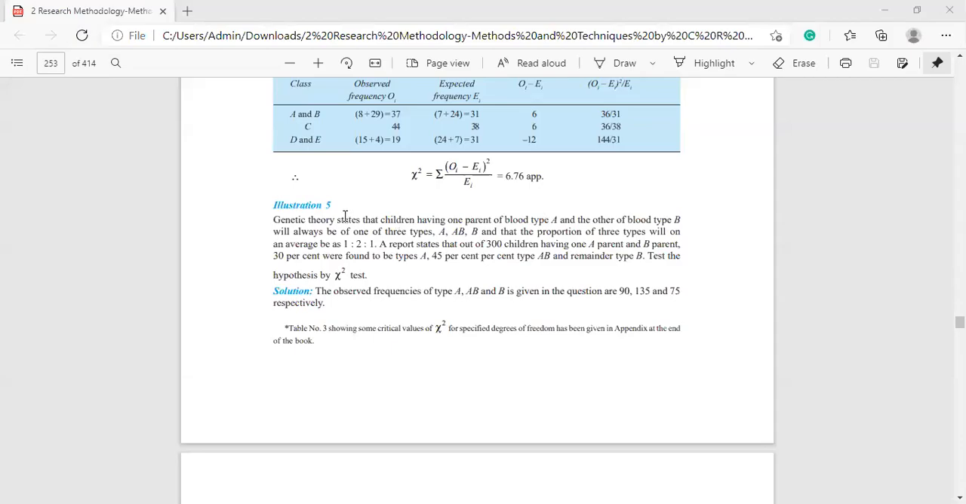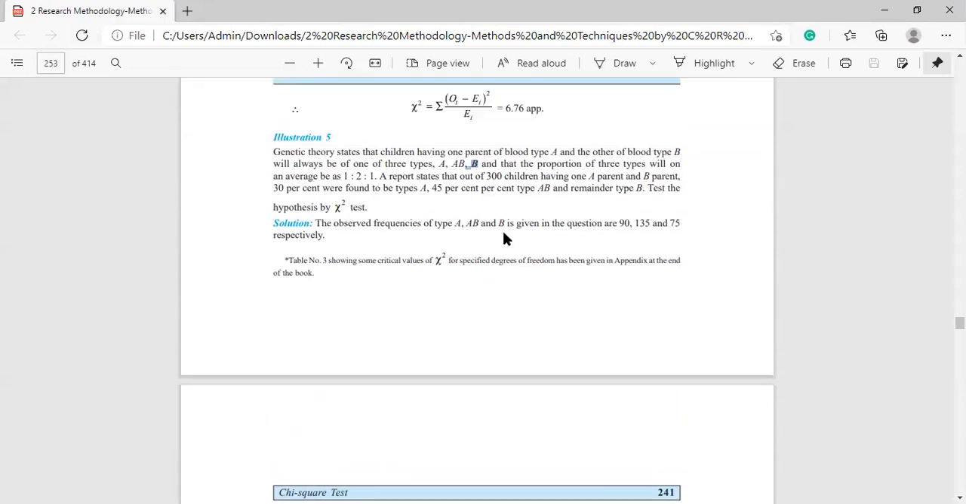So welcome again. This is the next problem, illustration 5. Genetic theory states that children having one parent of blood type A and the other of blood type B will always be one of the three types, that is A, AB and B, and that the proportion of the three types will be on an average 1:2:1. So if A is 1, then AB will be 2 times, then B will be 1.